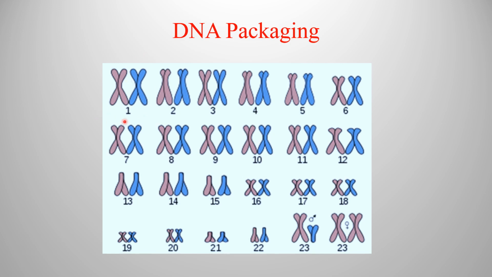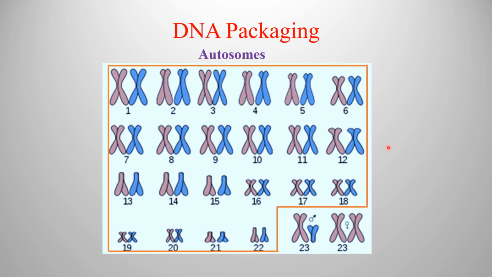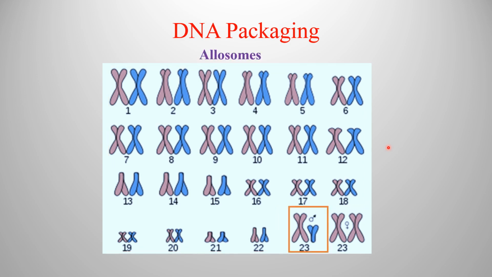So total 46 chromosomes. Each pair of chromosome has one chromosome from your mom and one chromosome from your dad. Among these 22 pairs are called autosomes, and the 23rd one is called allosome. It is responsible for determining whether you are male or female. Males have one X chromosome and one Y chromosome, whereas females have two X chromosomes.